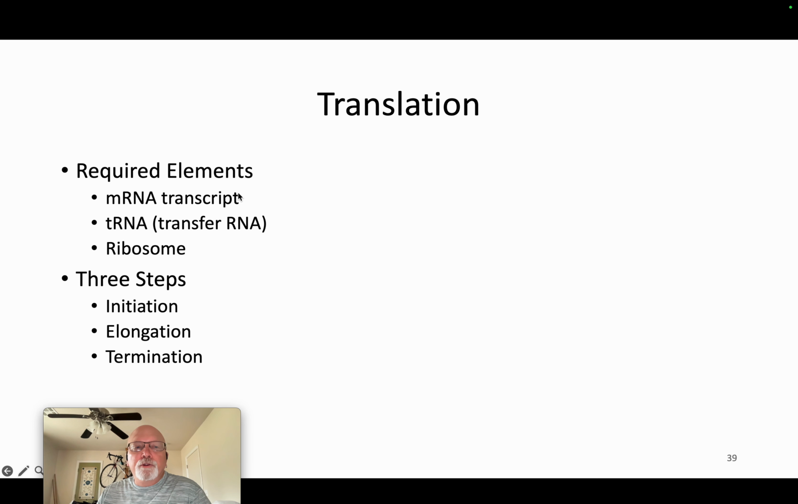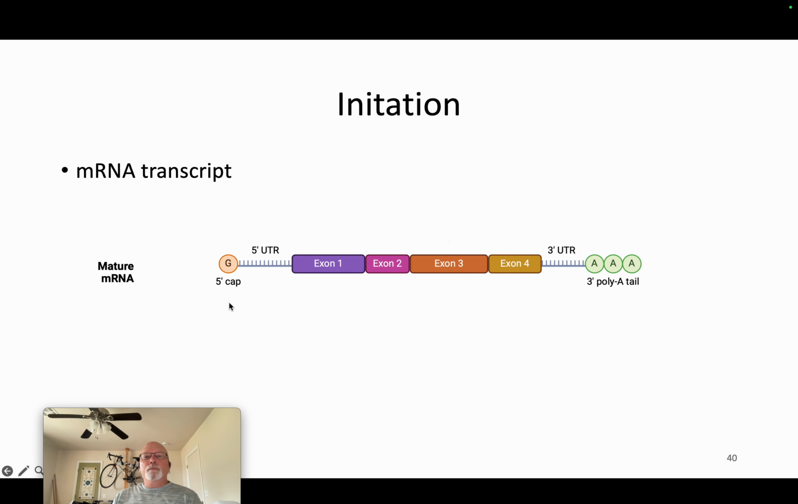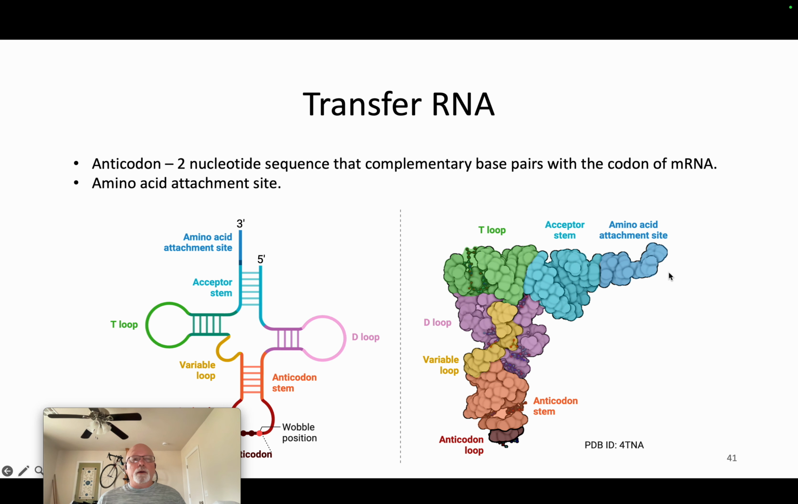Translation, you need an RNA transcript, you need transfer RNA, and you need a ribosome. Once again, it has 3 steps: initiation, elongation, and termination. The mature RNA transcript has this structure, a 5-methylguanosine cap, which is important to signaling the ribosome where the beginning of this molecule is, and then the poly A tail, which is, in many cases, hundreds of adenines long, and this basically stabilizes the molecule so that as the molecule begins to break apart, it's not breaking apart the coding sections, it's just breaking apart this long polyadenine tail.